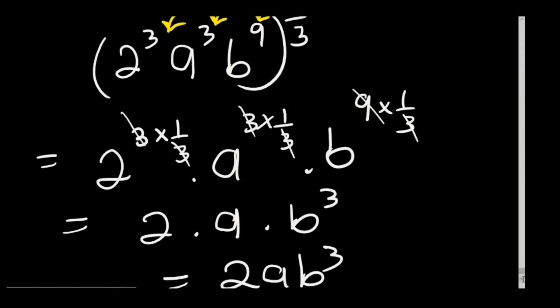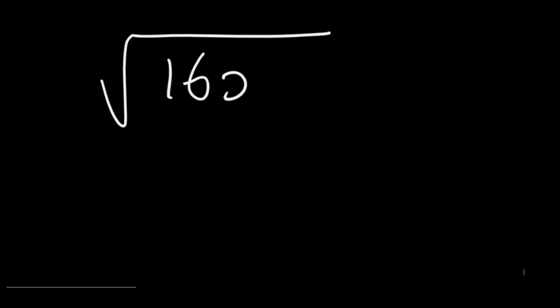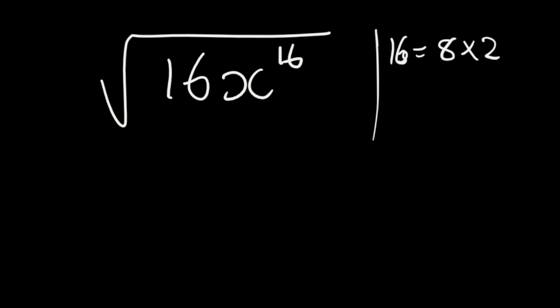Say now we are having something like this. Sorry about that. So now we're having something like the root of 16x to the power of 16, right? Let's first change the 16. How can you write 16? 16 is formed by 8 times 2, right? We know that. Simplify further. Remember, we now know what 8 is in a simplified manner. It's 2 to the power of 3 multiplied by 2.